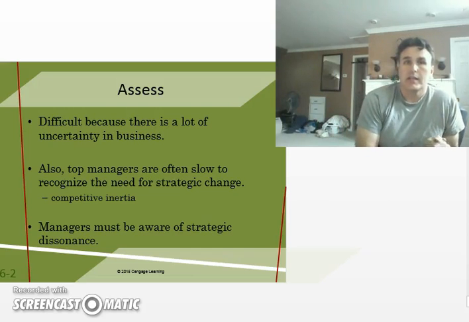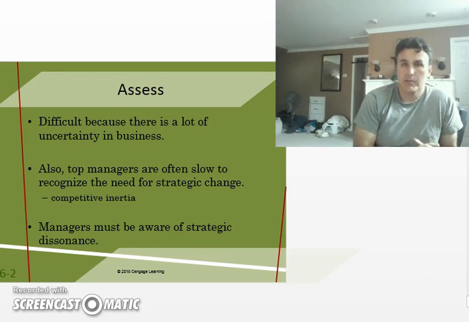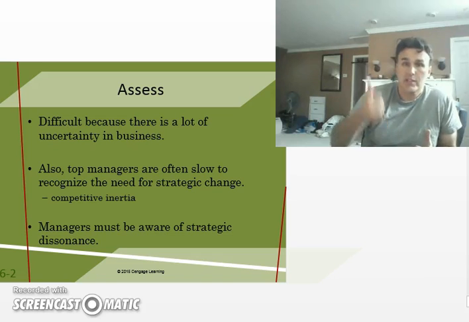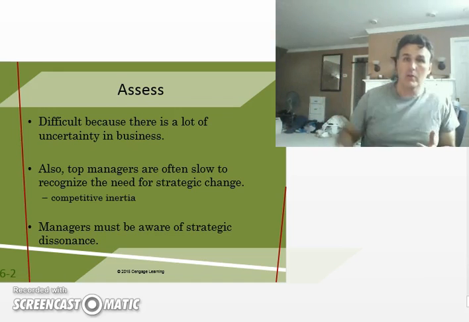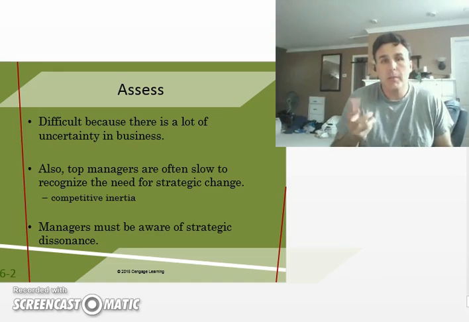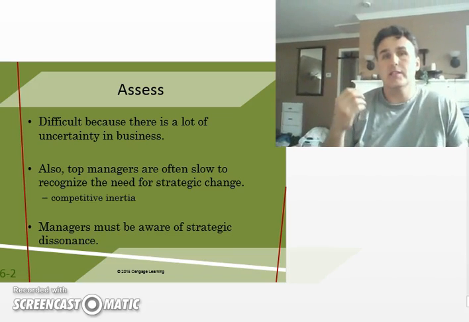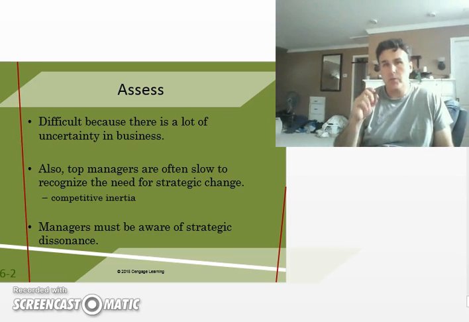Assess. Difficult because there's lots of uncertainty in business. That's why we practice environmental scanning. One of the things that Warren Buffett does is he reads at least 3 papers every day because he's always in that environmental scanning mode. Okay. Also, top management are often slow to recognize the need for strategic change. And that's what we call competitive inertia.